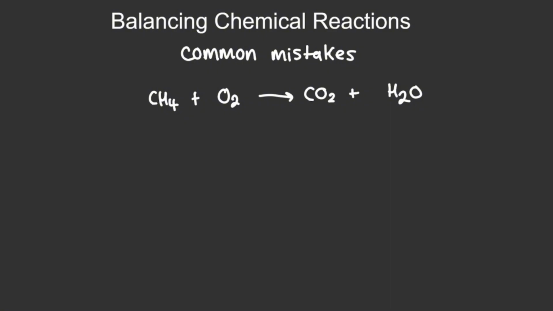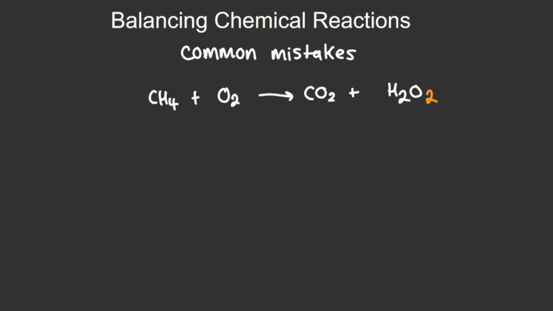So there's one common mistake, and that is actually changing the subscripts, which is something we were telling you that you're not supposed to do. You can change the coefficients, but you cannot change the subscripts. So I'm going to use the reaction that we just did. And if you guys remember, if we needed to get more oxygens, we always have to put a coefficient in front of the oxygen gas or the water, depending on the context of the reaction. What you cannot do is change H2O into H2O2.